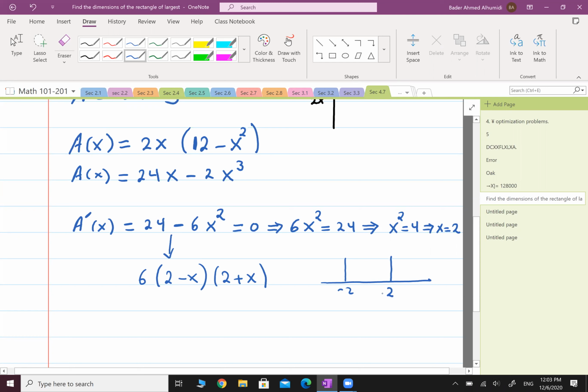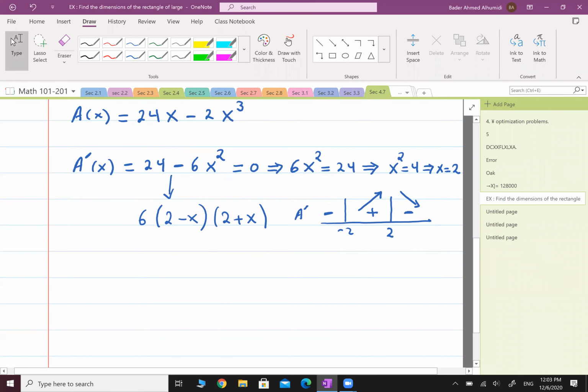I can easily see that after x equal to 2, it will be negative, okay? And between minus 2 and 2, and between 0 and 2 actually, it will be positive. So the derivative A prime is negative before minus 2, positive between minus 2 and 2, and negative after 2. So our domain starting from 0, it is always increasing before 2, and always decreasing after 2. So at x equal to 2, we have a maximum. Then I would say here, A is maximum at x equal to 2.